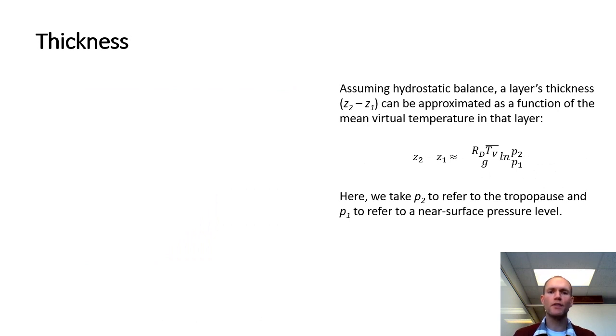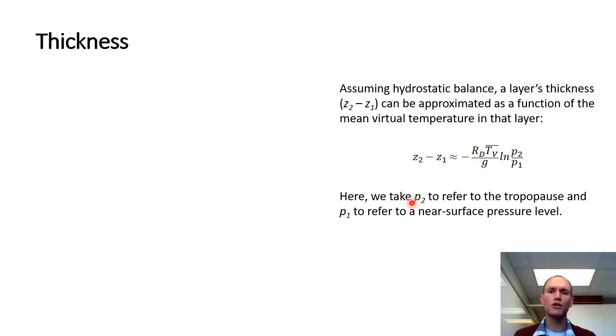So let's take a look at this from a thickness perspective. If we assume hydrostatic balance, we can obtain this equation here, which is a form of the hypsometric equation. On the left-hand side, we have the layer's thickness, the height of the second level minus the height of the first level, and that's approximately equal to the mean virtual temperature within that layer. We have this natural log that involves the two pressure levels. We also have constants for the dry air gas constant and gravity here.